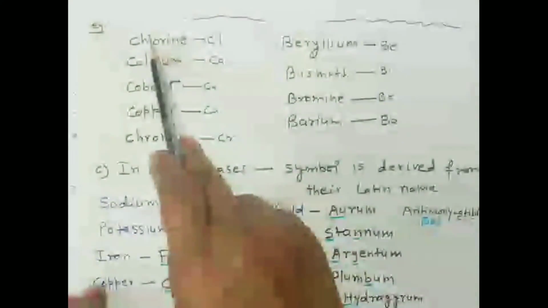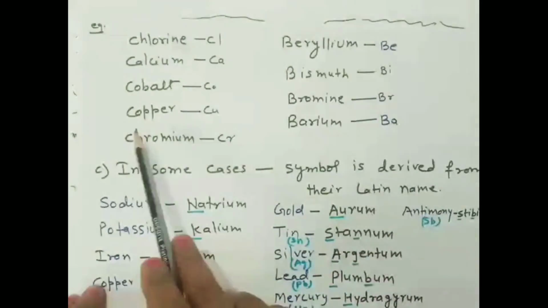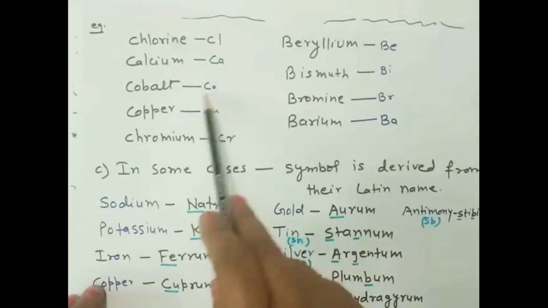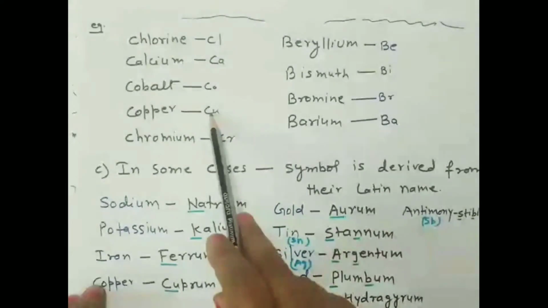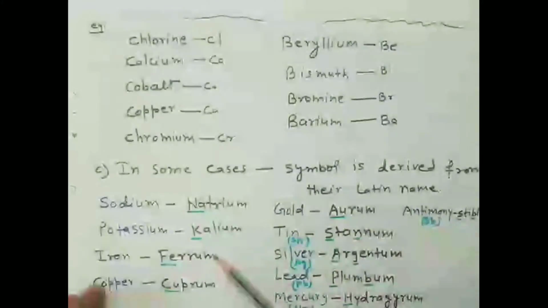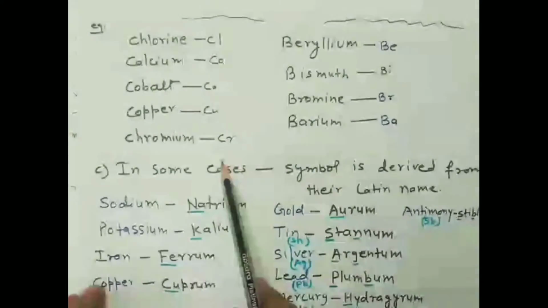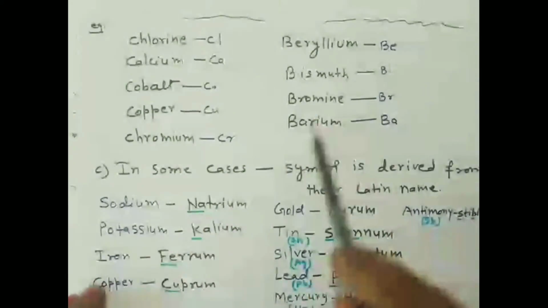For example, chlorine is Cl, the first and third letters. Calcium, the first two letters, Ca. Cobalt, the first two letters, Co. Copper's symbol is from cuprum, which is its Latin name. In Latin, copper is called cuprum, so Cu. Chromium, first and third letters, Cr.